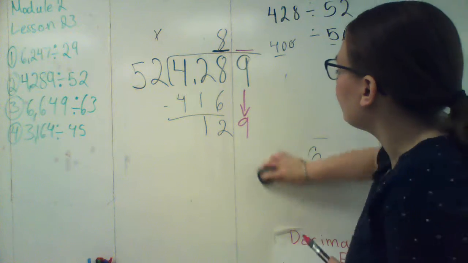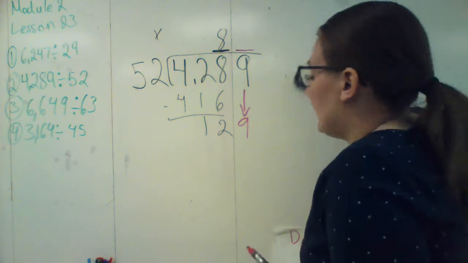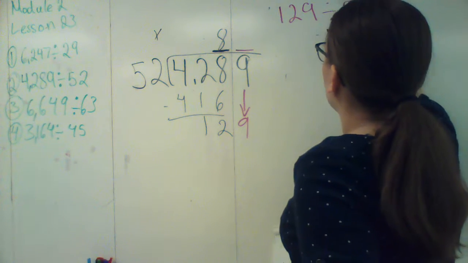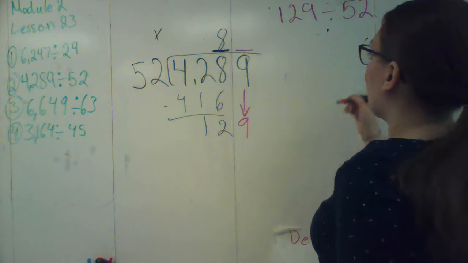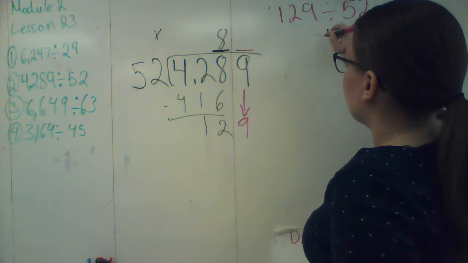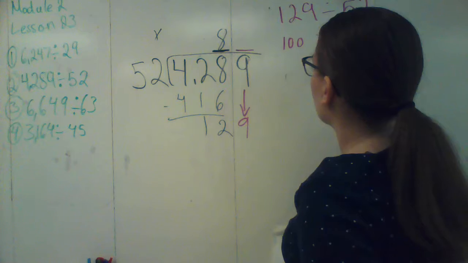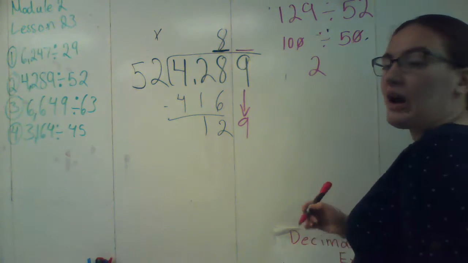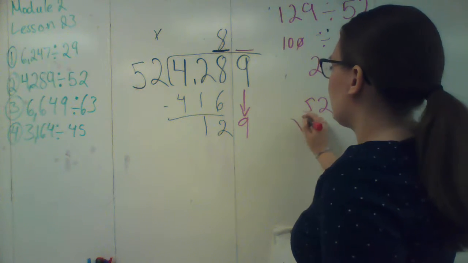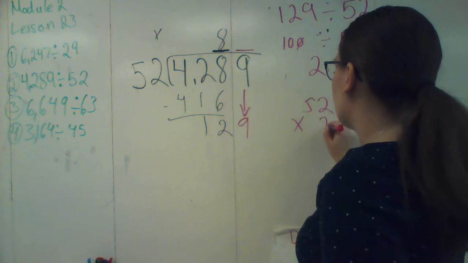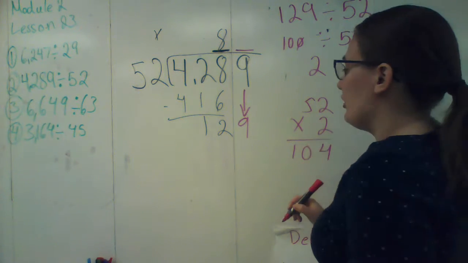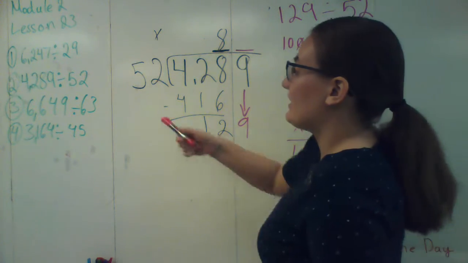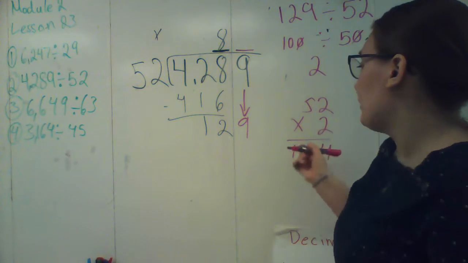So I'm going to erase this work right here so I have some space. And we're going to think about what 129 divided by 52 could be. So I'm going to round 52 to 50, and I'm going to divide by 100, cross out those zeros, and I get 2. So I'm going to think that 52 can fit into 129 2 times. So 52 times 2 is 104. And I know that the difference between 129 and 104 is definitely less than 52. So that makes sense as my quotient.